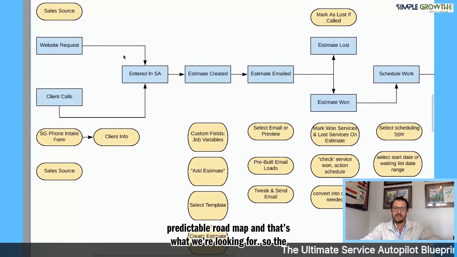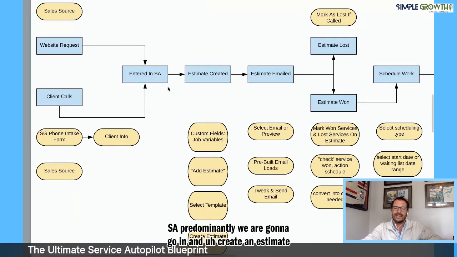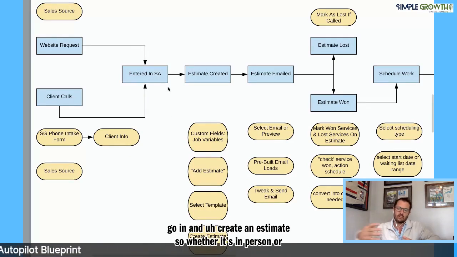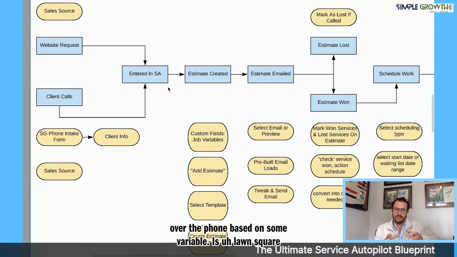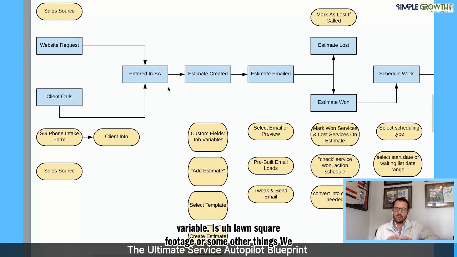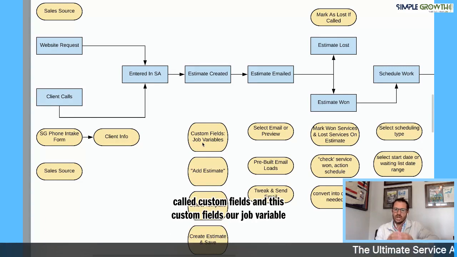So the next thing is, once they're in SA, predominantly we are going to go in and create an estimate. So whether it's in person or over the phone, based on some variables such as lawn square footage or some other things we maybe answer over the phone, we want to go in and create this estimate. So we're going to be concentrating on things called custom fields. And these custom fields are job variables.